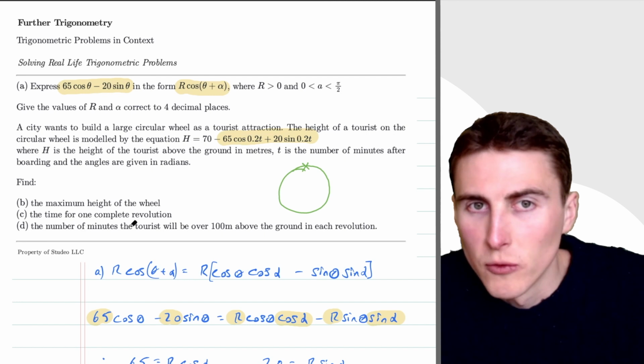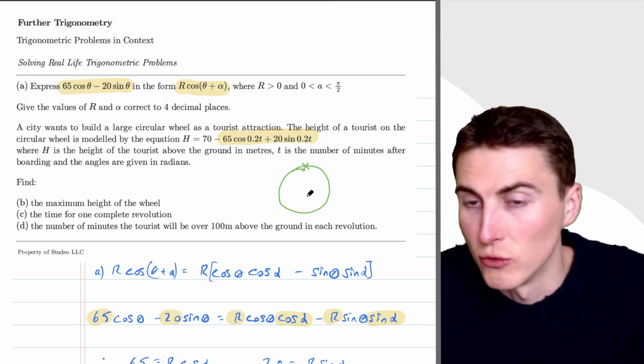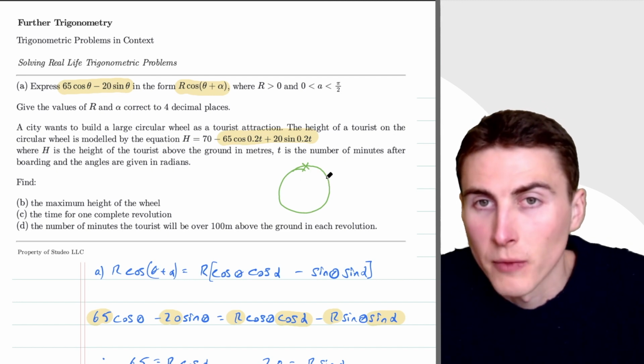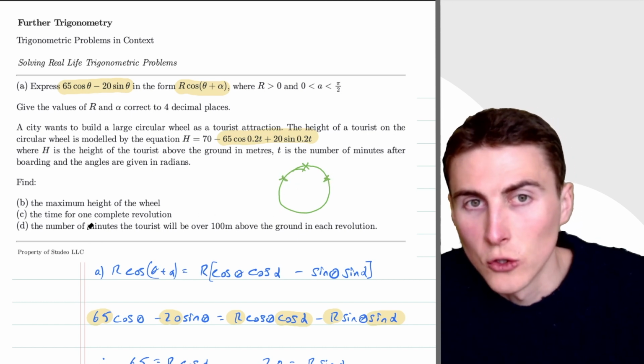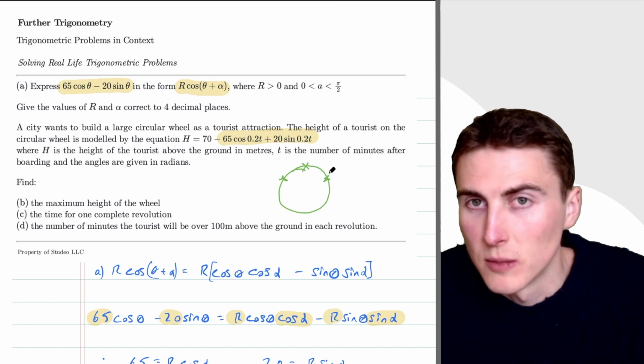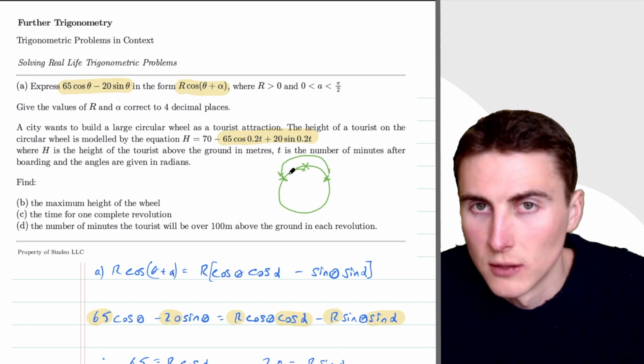So the number of minutes the torus is going to be above 100 meters above the ground. We don't know where 100 meters is because we don't know how tall this thing is. But imagine that 100 meters was here, and this was 100 meters on this side. So the number of minutes that is over 100 meters is basically the number of minutes it takes to go from here all the way around to here.